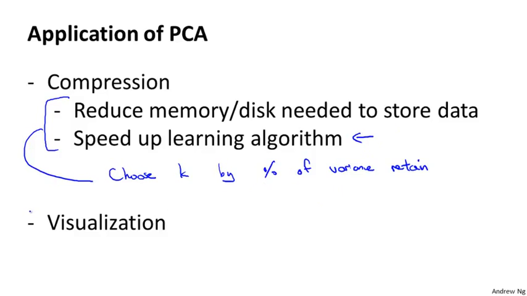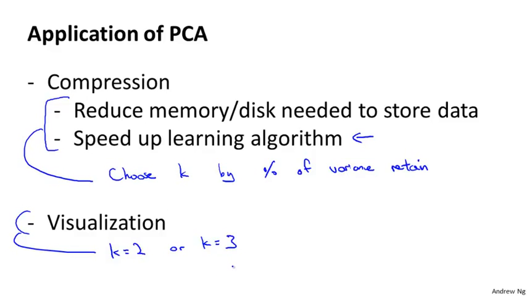Whereas for visualization applications, usually we know how to plot only two-dimensional data or three-dimensional data. And so for visualization applications, we will usually choose K equals 2 or K equals 3 because we can plot only 2D and 3D data sets. So that summarizes the main applications of PCA as well as how to choose the value of K for these different applications.